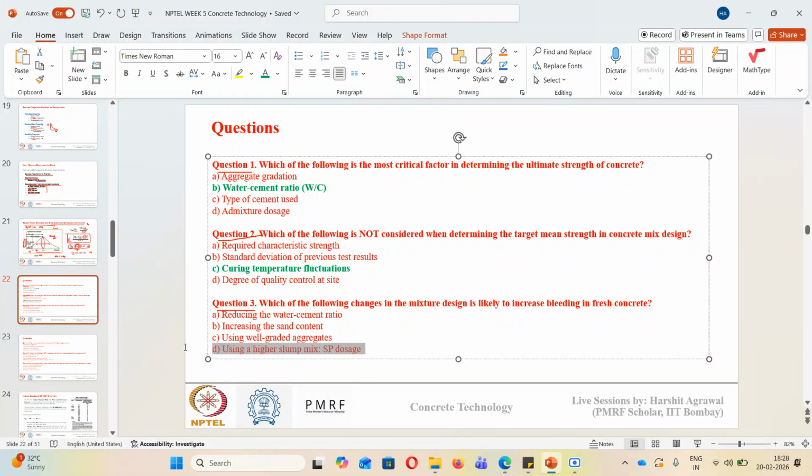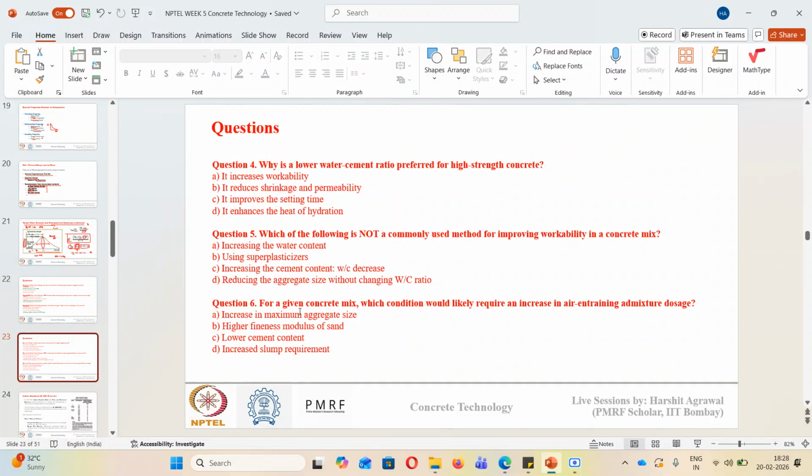using high slump mix. So high slump means more flowable concrete, okay, for which one may use super plasticizer. And if the dosage of super plasticizer is more than required, then there can be bleeding in concrete. Okay, so that's why we have said in the last session, dosage of chemical admixtures are very sensitive. If we go beyond a certain limit, then it can ruin the entire concrete mixture.